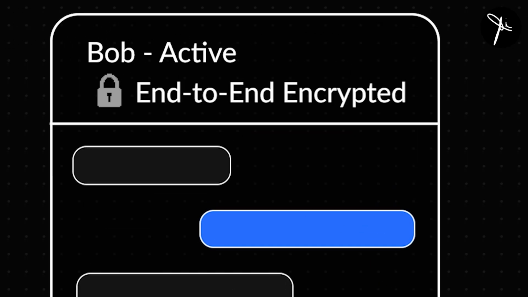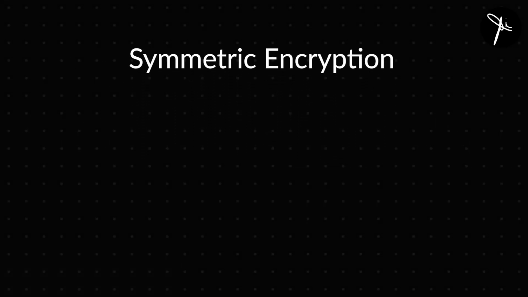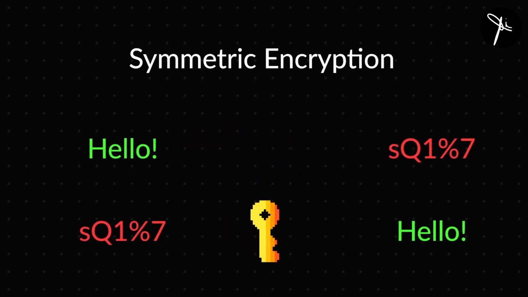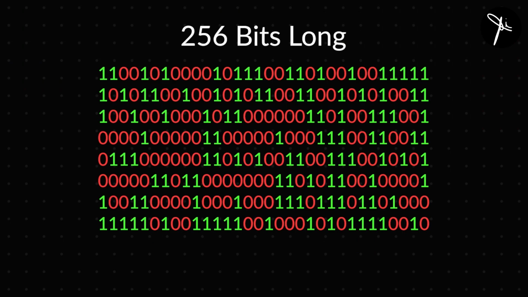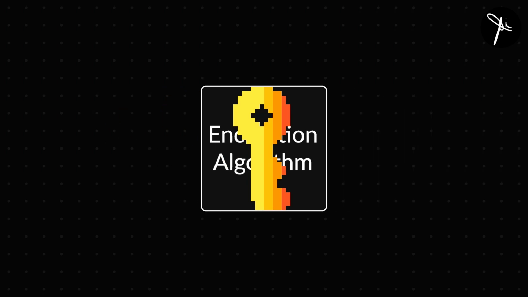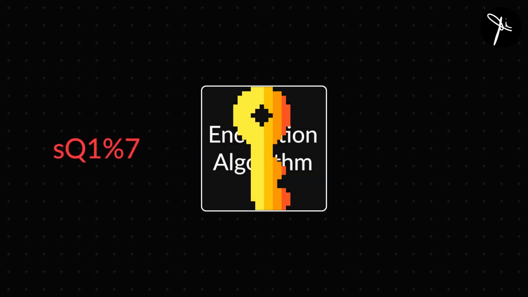Text messages typically use symmetric encryption, meaning the same key is used to encrypt and decrypt messages. This key is commonly a 256-bit long string of zeros and ones that is used along with an encryption algorithm to encrypt a message. This encrypted message is then sent over the internet to the recipient, who has an identical key to decrypt the message.